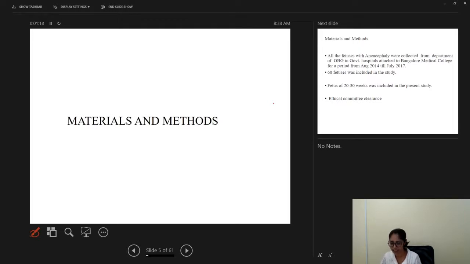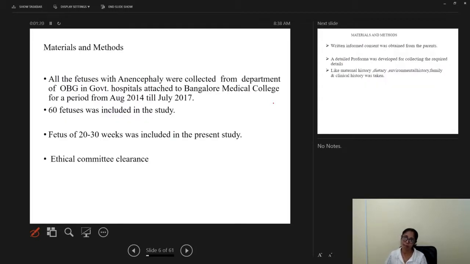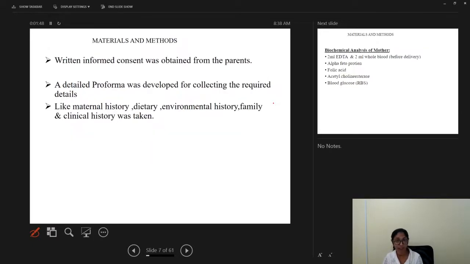In the present study, we collected all the specimens identified as neural tube defects, specifically anencephaly, from the government hospitals attached to Bangalore Medical College, that is Vani Vilas and Victoria Hospital, from August 2014 up to July 2017. We included 60 fetuses with an age group of 20 to 30 weeks. Ethical committee clearance was taken, as well as informed consent from the parents of the fetuses.